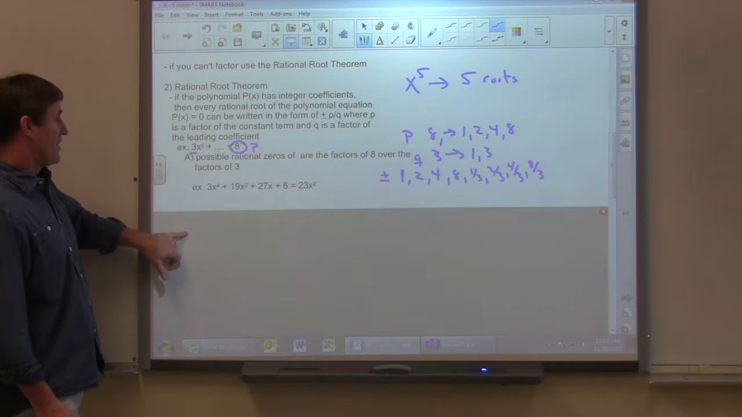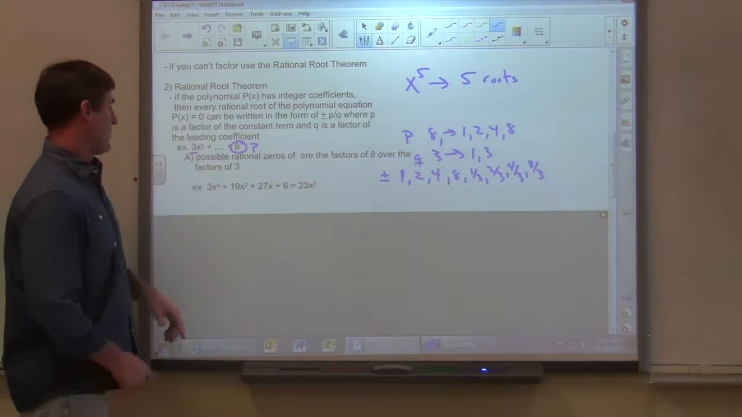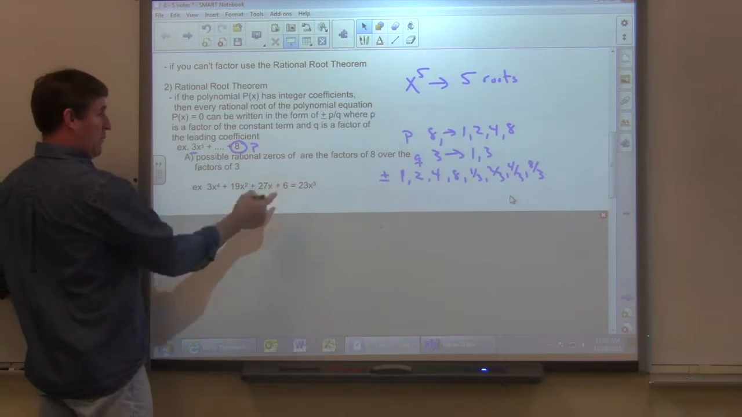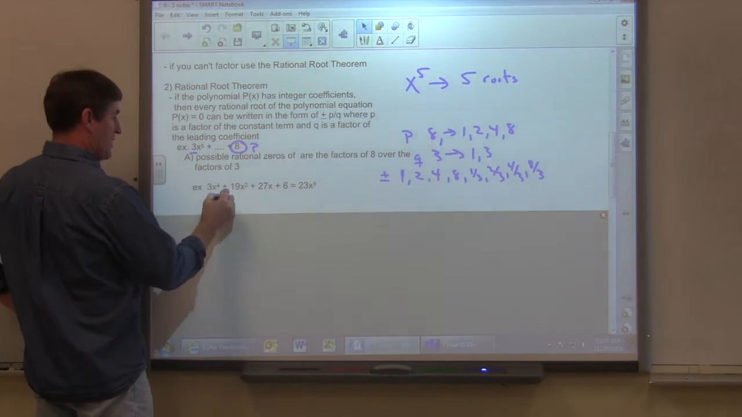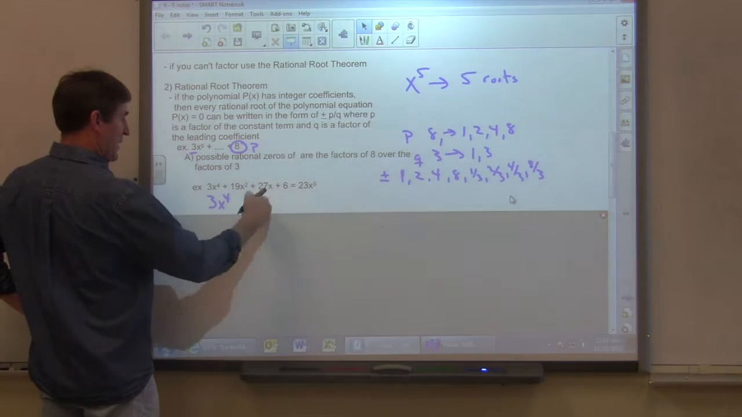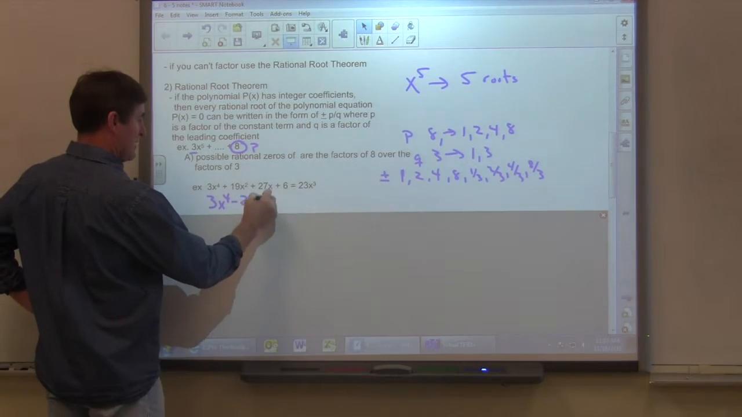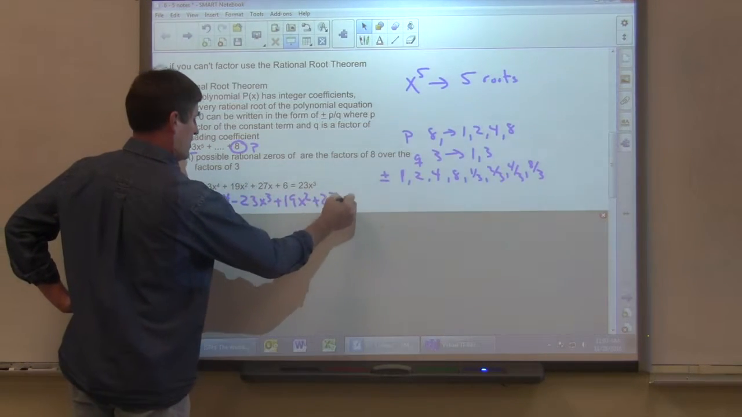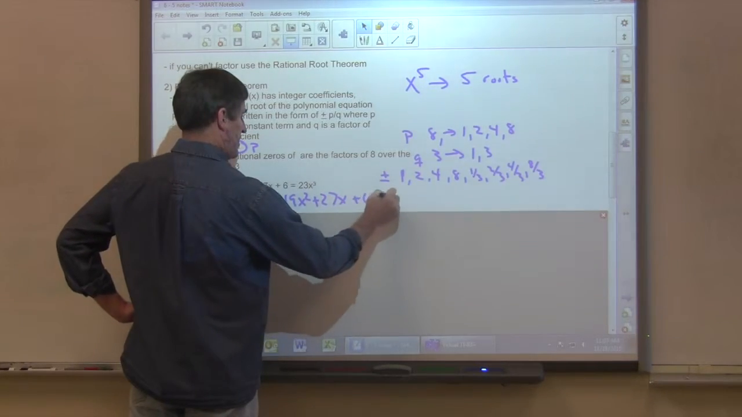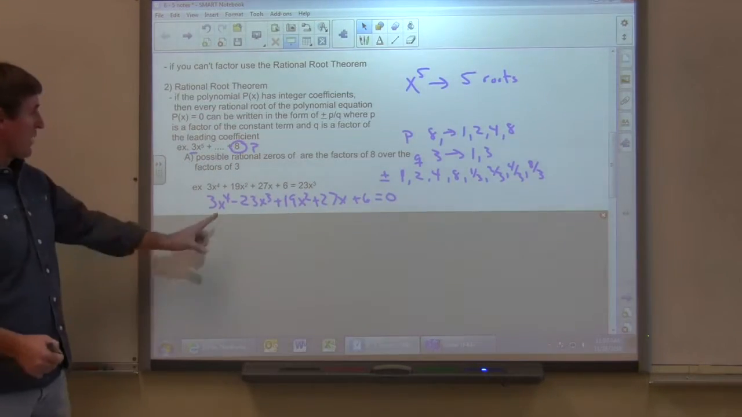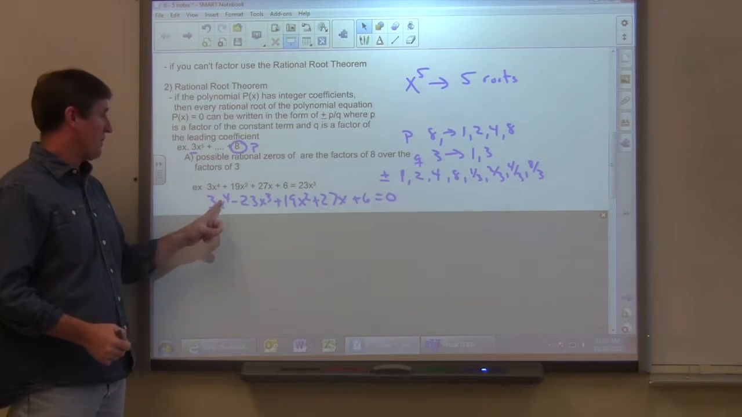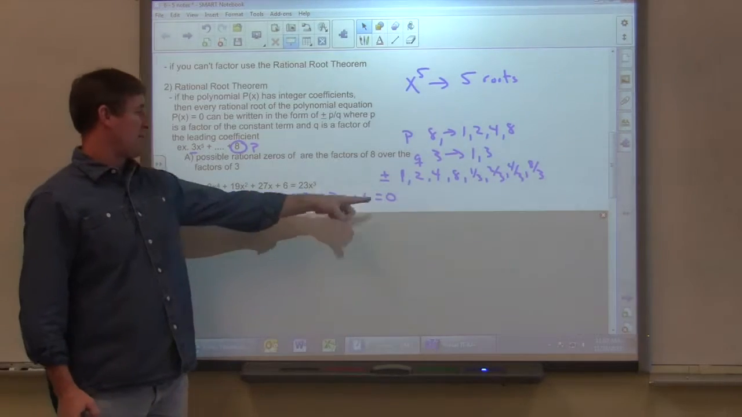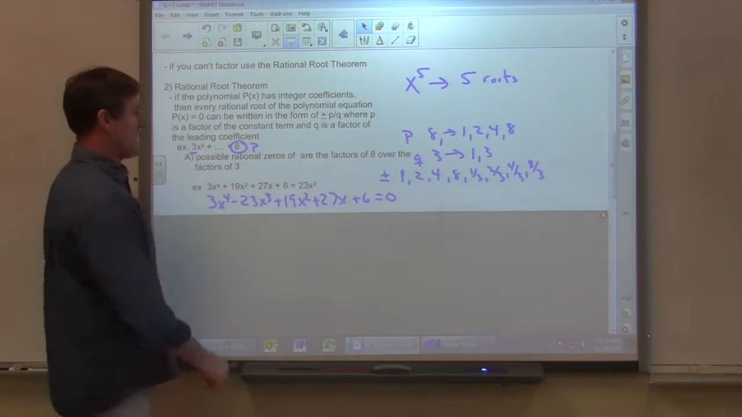So now let's take another example. Let's take this one. The first thing I'd want to do is put it in standard form. So I'm going to go 3x to the 4th, and I'm going to move this minus the 23x to the 3rd to the side by subtracting it. So we've got it in standard form. So we know there's going to be 4 solutions because this is degree 4. And our possible solutions, again, you should always check for greatest common factor, which this doesn't have.